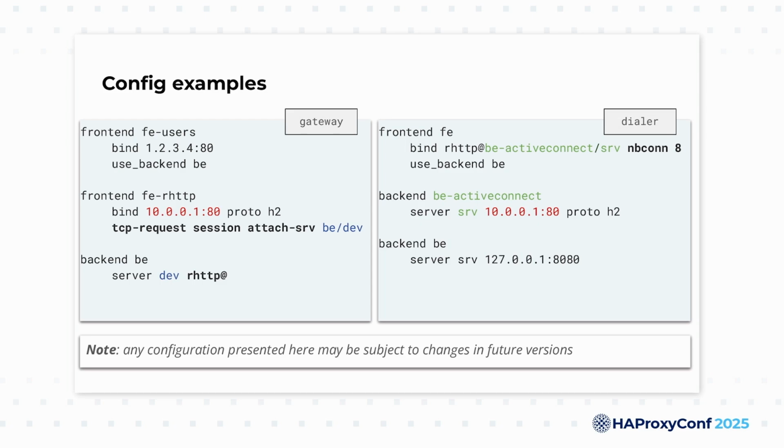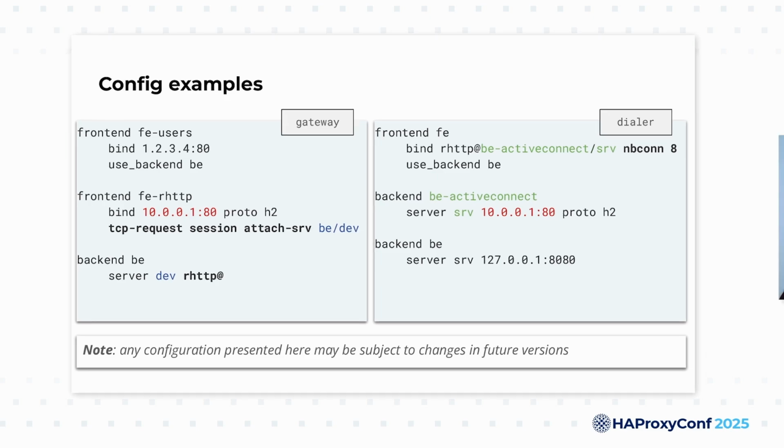On the left side, there is the configuration for the gateway, and on the right side, the dialer. First, let's focus on the gateway side. The gateway has two frontends, a public frontend for external users and a frontend dedicated to dialers. Note that it is not at all mandatory to have such a configuration. You can arrange the frontends as you want, but for clarity, it's better to separate them.